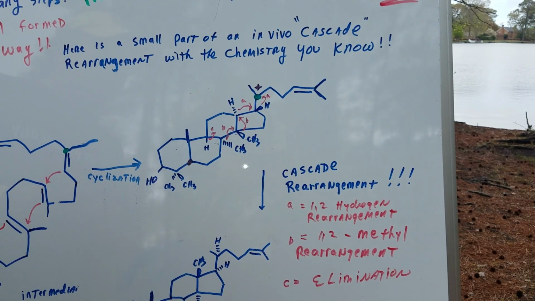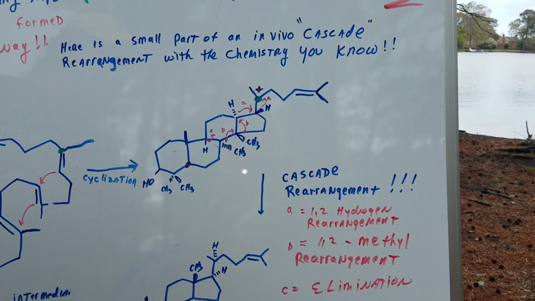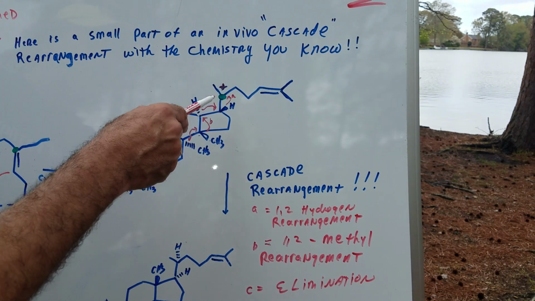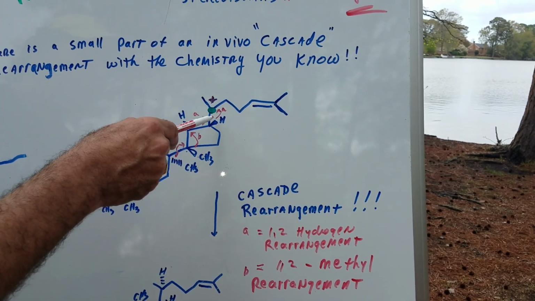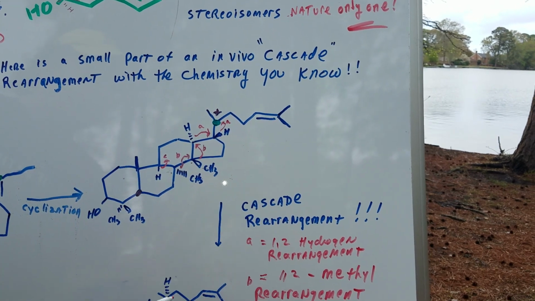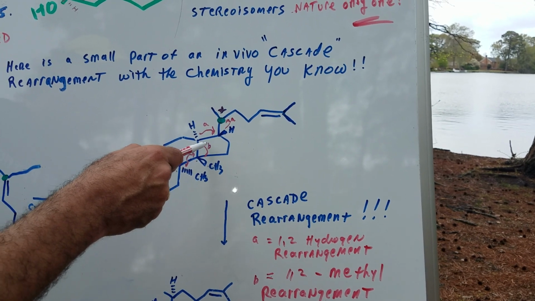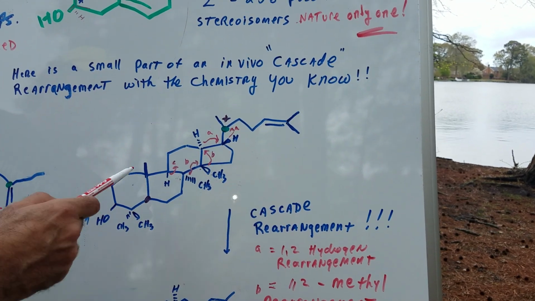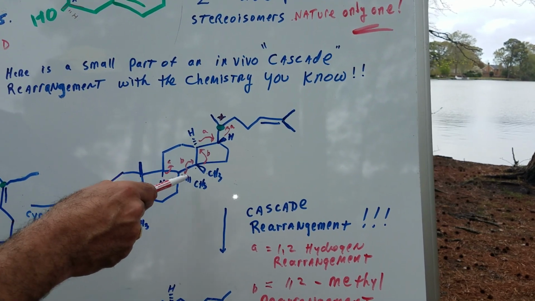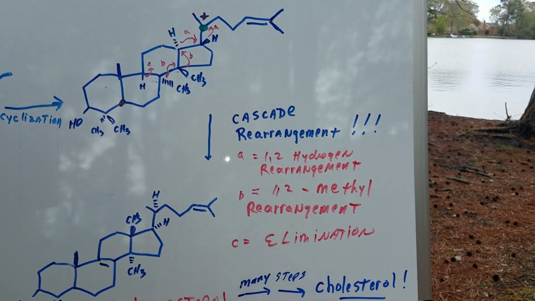Now, this is going to be a 1,2 hydride rearrangement. Then we're going to have a 1,2 methyl rearrangement, and then an elimination. As you can see what I've done, you've got this nice open tertiary carbocation. This H moves to here, and this H moves in its place. That's the 1,2 rearrangement of a hydrogen. Now look at the 2 methyls. 1 methyl moves here, 1 methyl moves here. So if you can follow those methyl groups, and then finally, this H comes off, and that would finish the elimination. That's going to give us the molecule lanosterol.